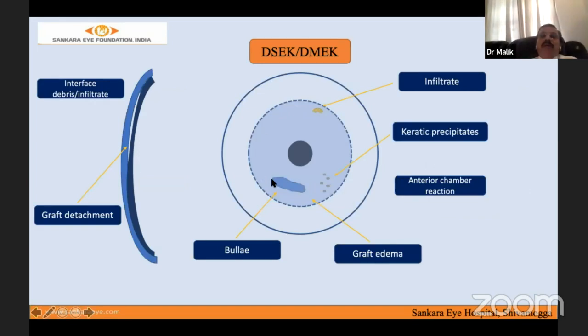And what you should look for in DSEK or DMEK: you have to look at the graft area, whether it is in the center or not, and whether there are any infiltrates, keratic precipitates, graft edema, bullae over the graft, whether it is a microbulla or macrobulla. Also look at the interface of the graft, whether it is attached fully, or is there any detachment in some area, or a full detachment, or is there any presence of debris or infiltrates in between.